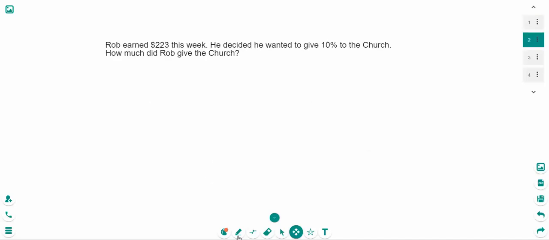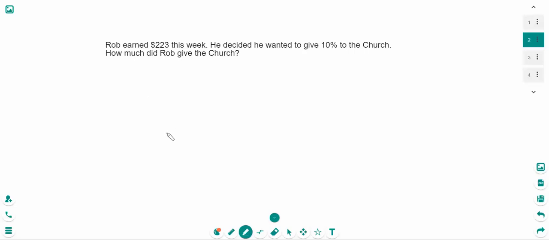All right, so here we go. Rob earned $223 this week. He decided he wanted to give 10% to the church. How much did Rob give? Oh, there should be a 2 there. Well, I guess it works either way. How much did Rob give the church?